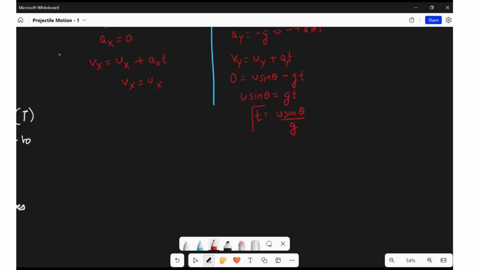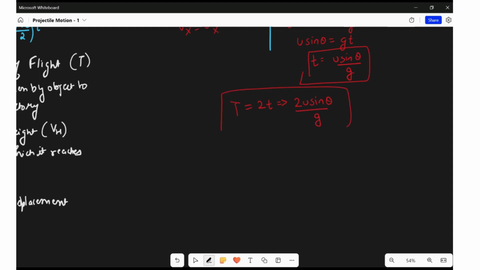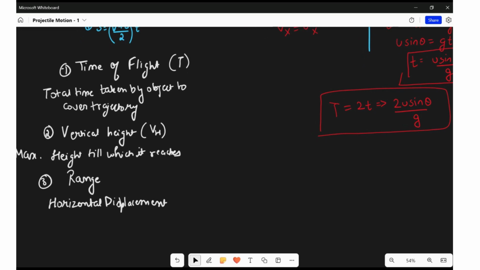Now t is the time covered in half distance of the trajectory. So for the total time of flight, T will be 2t. So total time of flight becomes 2u sine theta by g. So this is the equation through which we can find the total time covered during the entire trajectory. So we got our first thing which we needed.